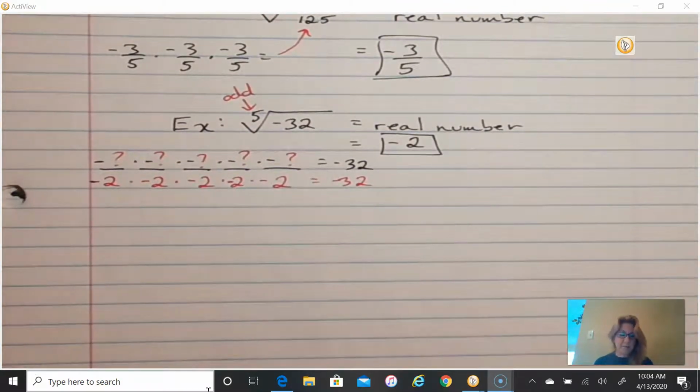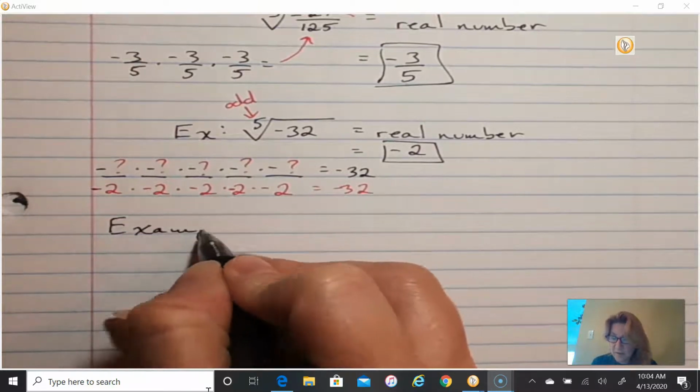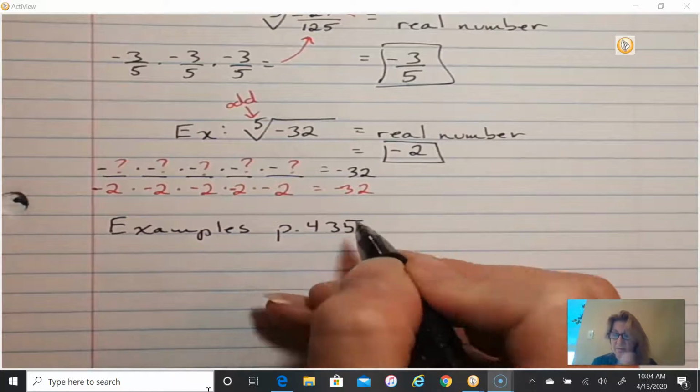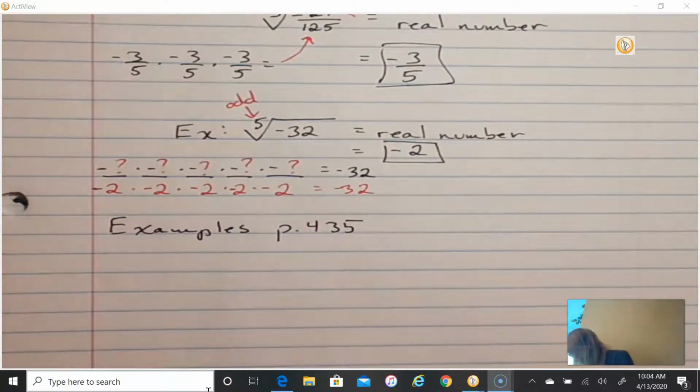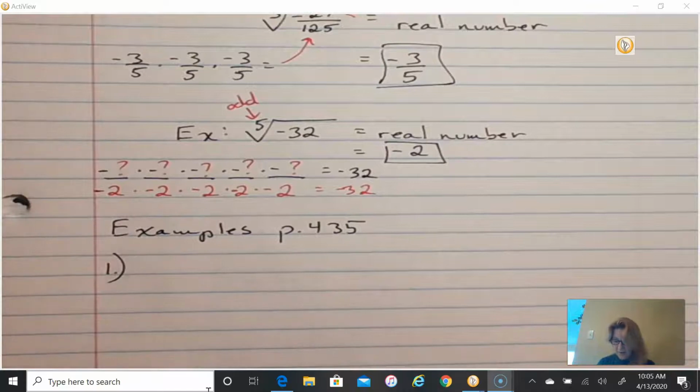All right, the next part was supposed to be exponential and radical form, but we're going to stop right there. Okay, so go ahead and open up your books to page 435. Okay, we're going to skip that other part. All right, number 1. It says find the indicated roots. If the root is not a real number, just state not real.